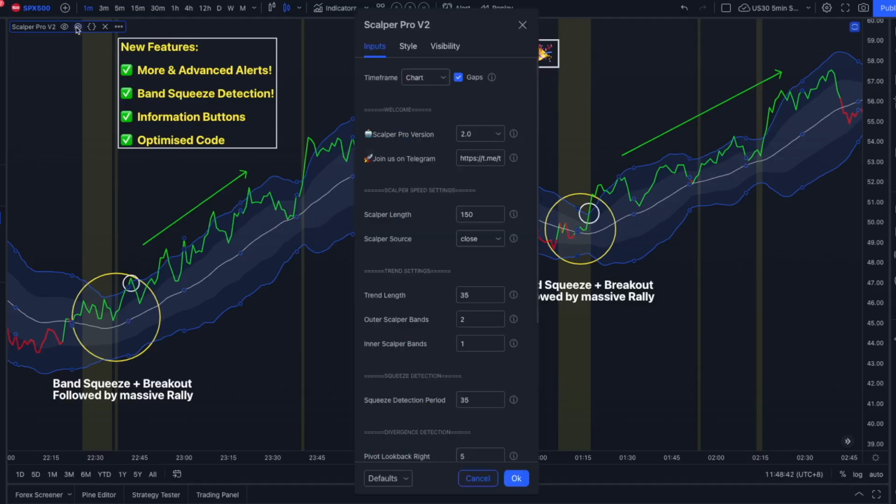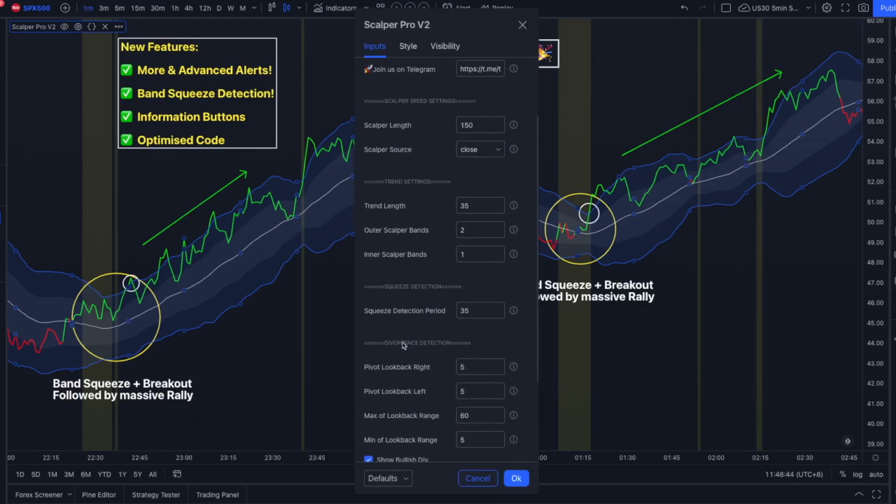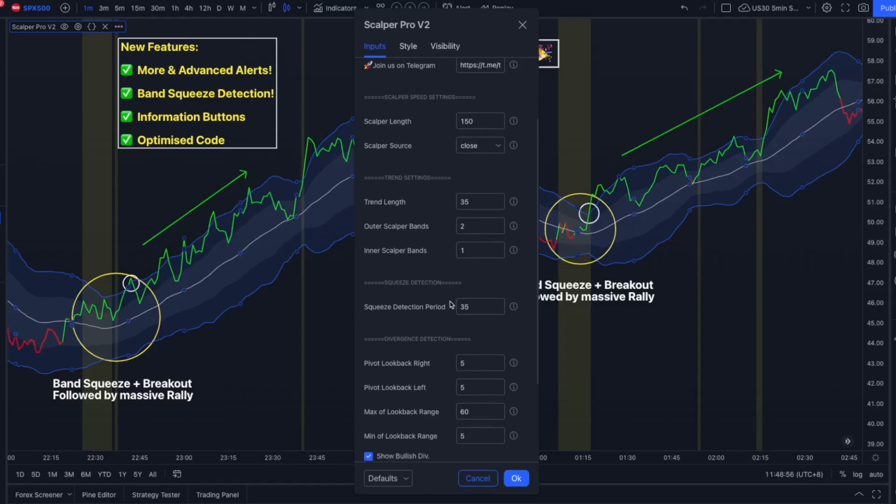So right here in the settings, you can go down to the squeeze detection and modify the lookback period for the squeeze detection. It's basically comparing the width of the last, for example right here, last 35 bars or candles, and comparing the average size to the size right now.